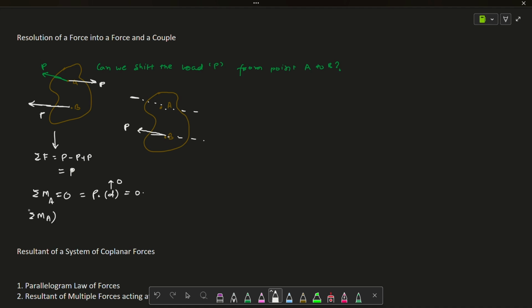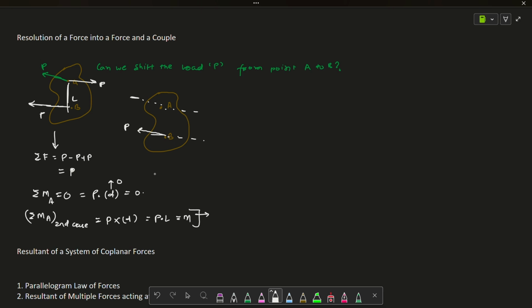if we do the moment calculation, let's call this the second case. Then the moment with respect to the point A is P into the distance, and the distance between A and B is, let's call it L. So the moment is P into L, let's call it M. Now as you see, when we remove the force from point A and put it over point B, one moment gets created. One moment will be there on the body.